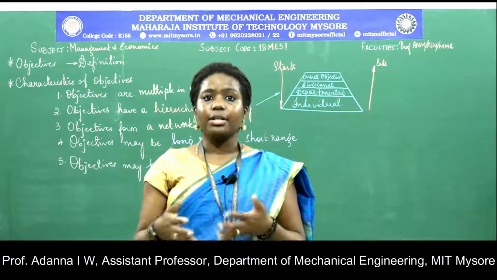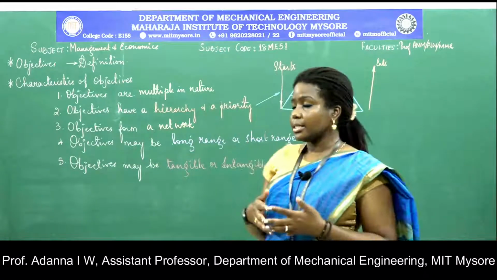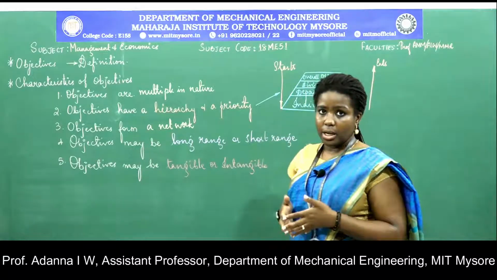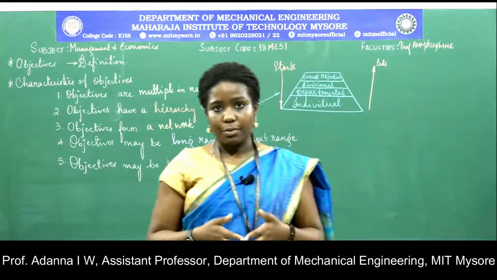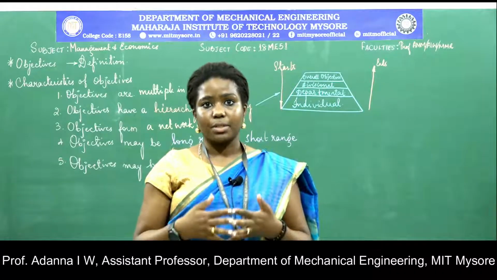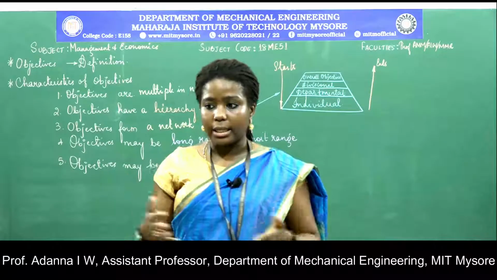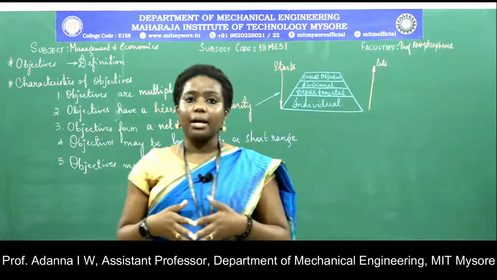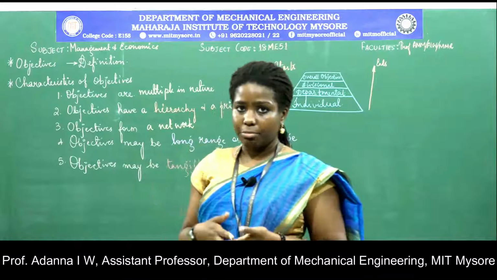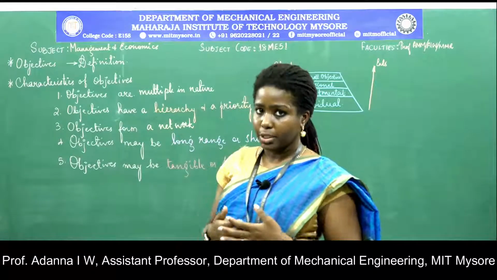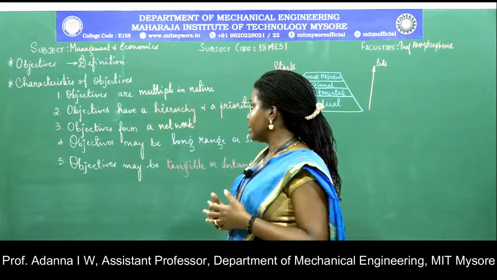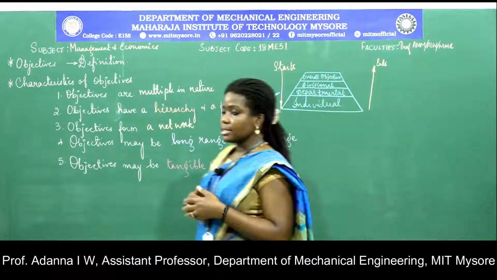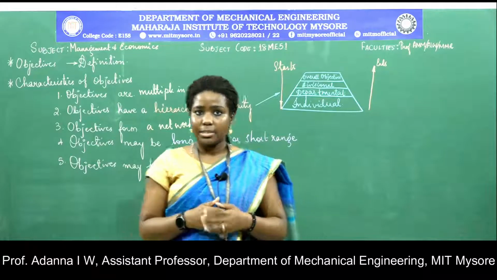Now objectives have different characteristics. Understanding the different characteristics of objectives, the first is they are multiple in nature. They can be market specific objectives, they can be product specific objectives, they can be objectives related to public responsibility, they can be any kind of objectives that we are referring to. There are multiple types of objectives. The second important point is objectives have a hierarchy and a priority. You cannot just have an objective that is haphazard in nature.